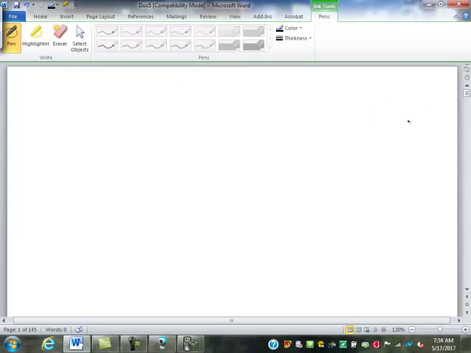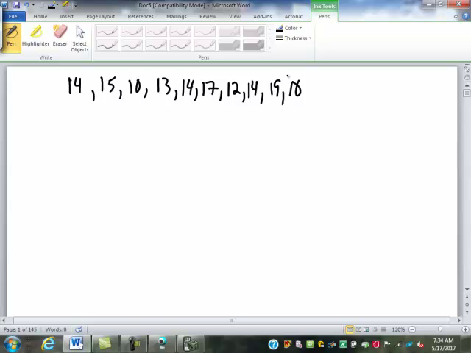Okay, so on the worksheet we have basic statistics. I gave you a set of numbers, and I asked you to find the mean, median, mode, range, minimum, maximum, and standard deviation. So I've got 14, 15, 10, 13, 14, 17, 12, 14, 19, and 10. I'm going to do the first set. I'm going to leave the second set to you because I just don't want to go through all this twice.